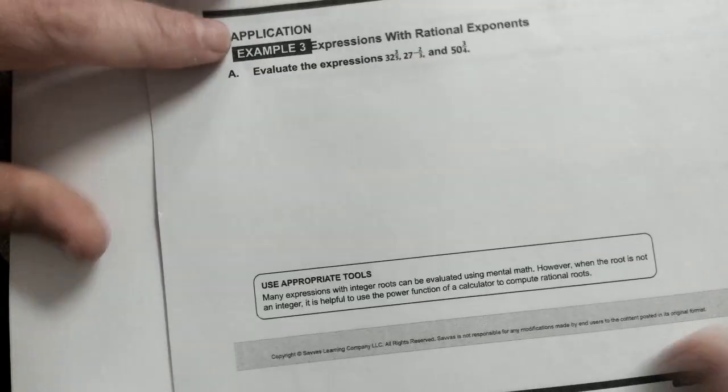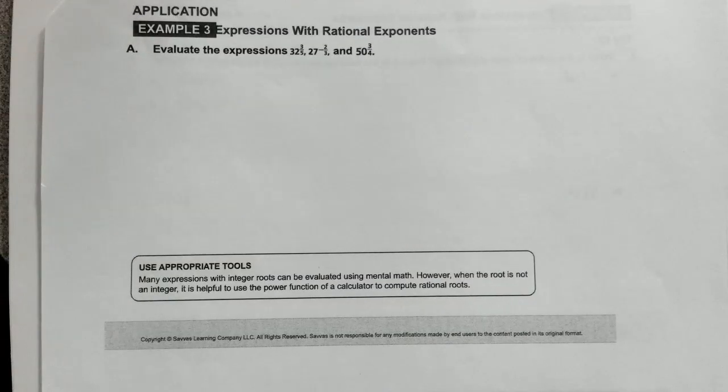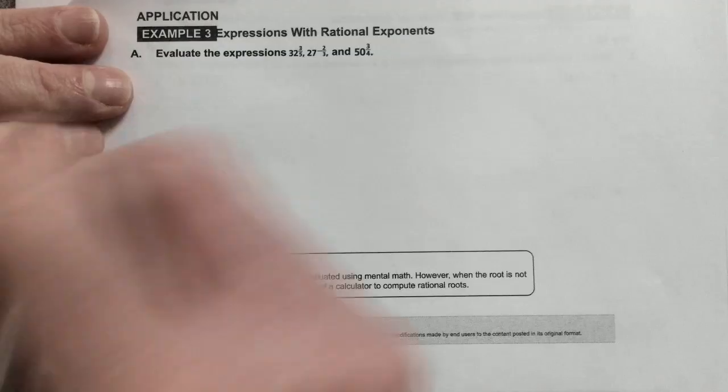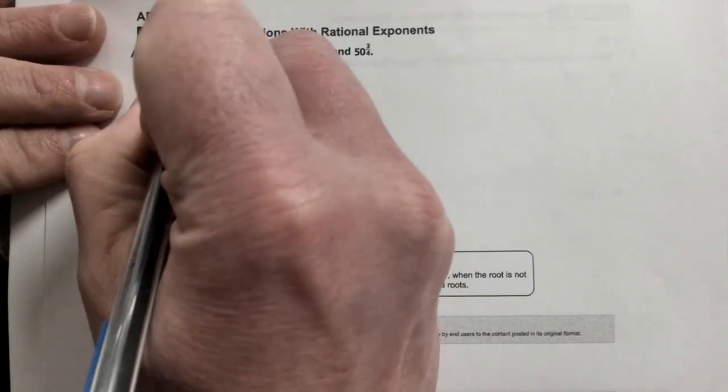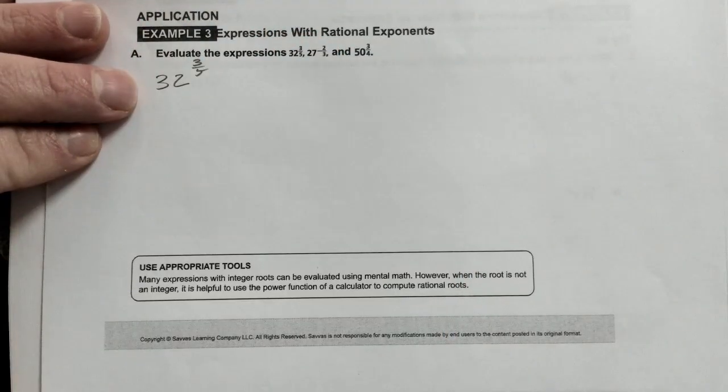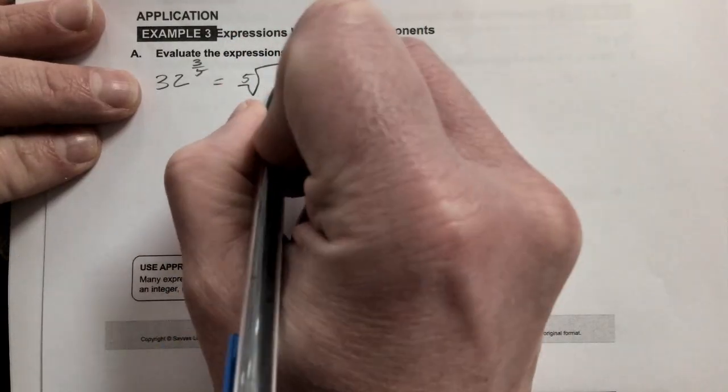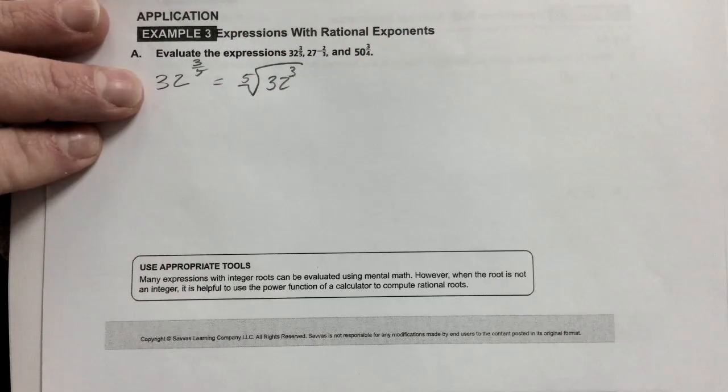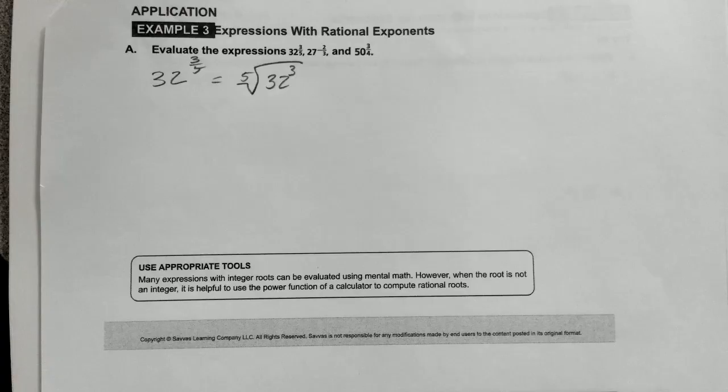So this process of rewriting, we're going to evaluate these 3. So rewrite and evaluate. We have 32 raised to the 3/5 power. Our index here is a 5, so we're looking at the 5th root of 32 cubed. Y'all have already done that in 5th hour. 6th hour hadn't gotten there yet.